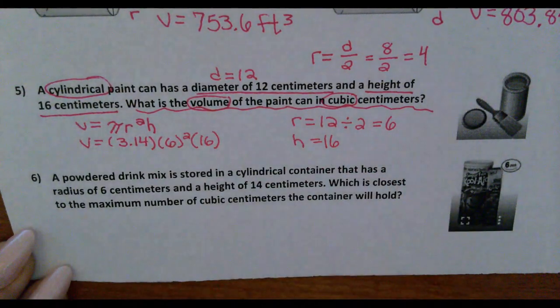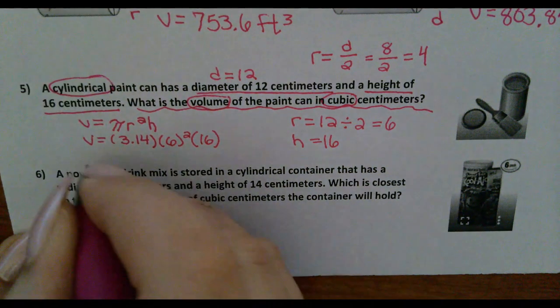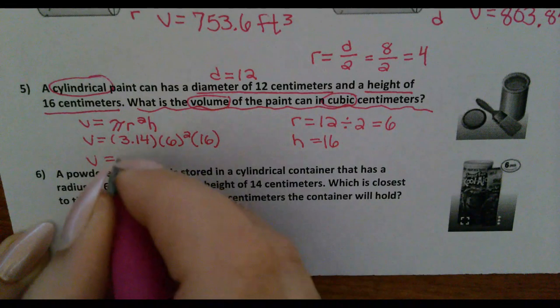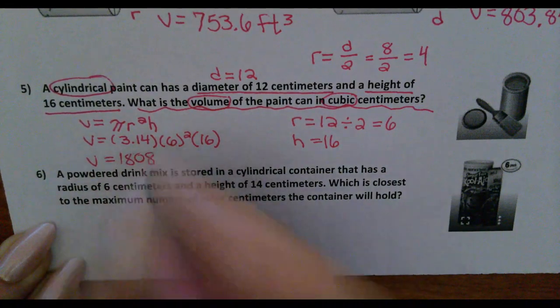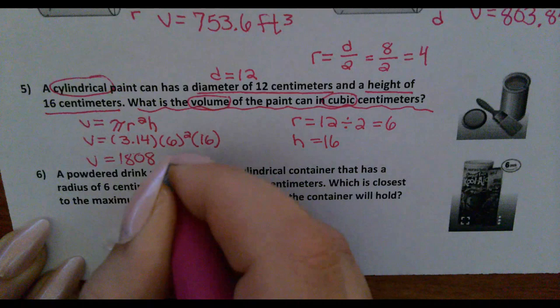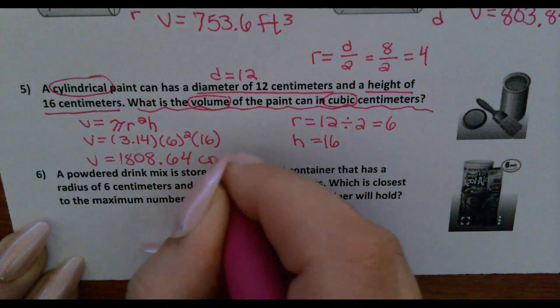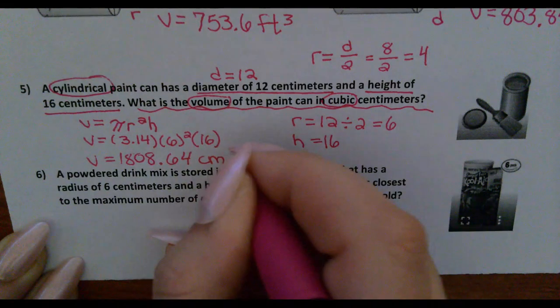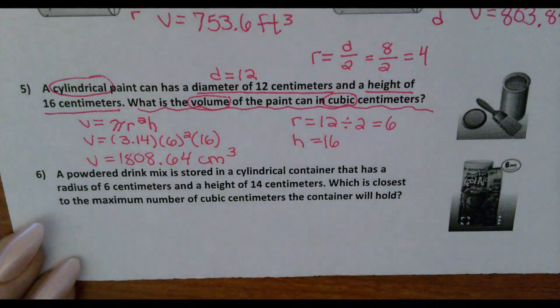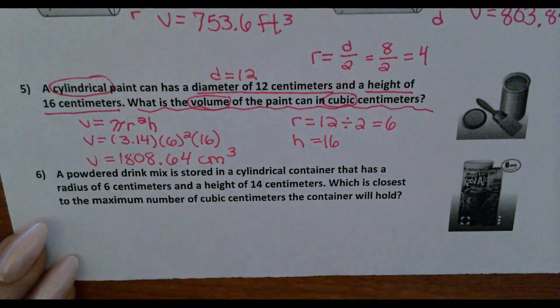So those of you that already have your, or still have your calculators up, what do we get? 1,808.64. What are my units? Centimeters. And then what do I do after centimeters? Perfect. Okay. Look for the shape and then what you're solving for. Just be careful, if they give you diameter, you have to cut it in half to get radius to use for the formula.